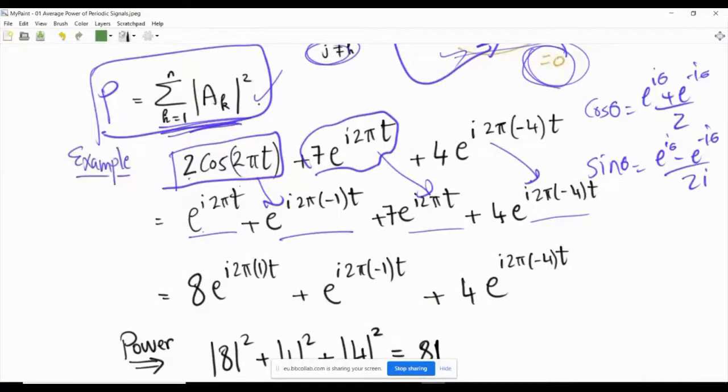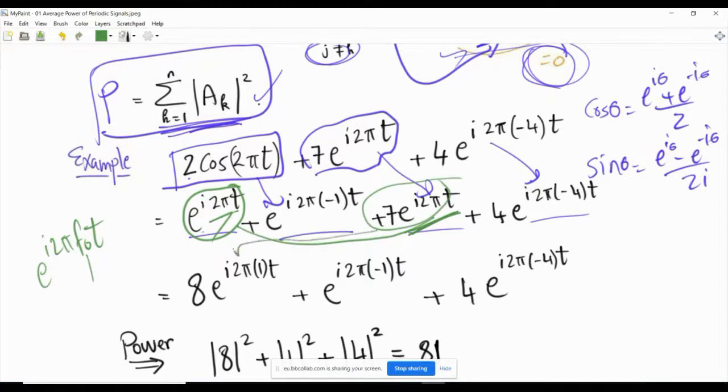Let me change the color. This one here, the frequency is 1 hertz, remember this is the general formula for a complex exponential. So here we have this term with a frequency of 1 hertz, and this term also has the same frequency of 1 hertz. So you need to take these two and combine them together. The other terms have different frequencies. One of them has a frequency of minus 1 hertz, and in the previous lecture we talked about negative frequencies, and here we have minus 4.